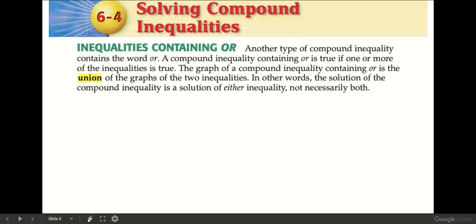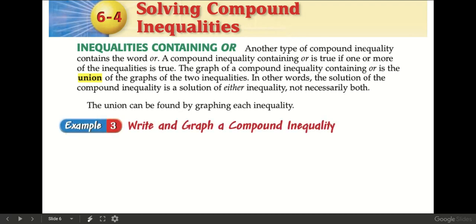Now we're going to go ahead and talk about inequalities containing or. Another type of compound inequality contains the word or. A compound inequality containing or is true if one or more of the inequalities is true. The graph of a compound inequality containing or is the union of the graphs of two inequalities. In other words, the solution is a solution of either inequality, not necessarily both. So an or means it only has to satisfy one and not necessarily both, not like an and inequality. The union can be found by graphing each inequality.